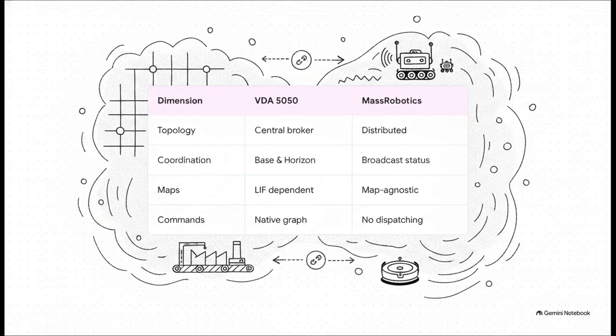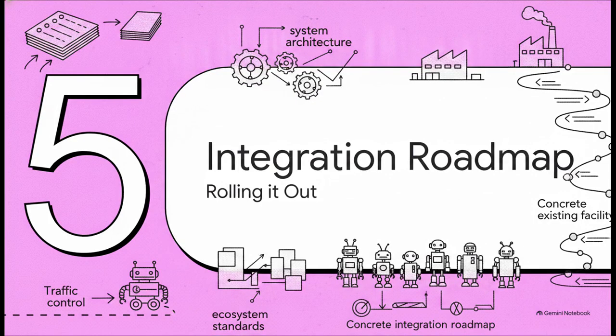They are not competitors. No way. A single AMR could absolutely use VDA 5050 to get transport orders from the main fleet manager, while at the exact same time, broadcasting its location to a cleaning robot via MassRobotics. They are incredibly complementary.